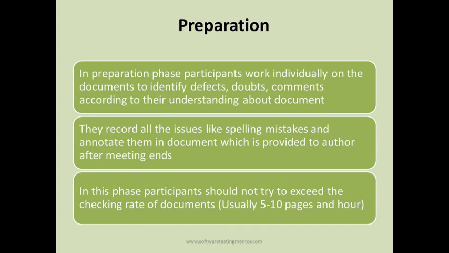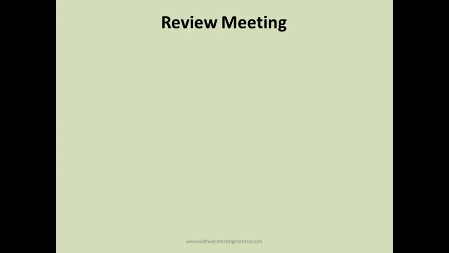So after preparation, the next phase is the actual review meeting. That's the fourth phase. A review meeting typically consists of 3 phases. So the first phase is the logging phase, the second phase is the discussion phase, and the third phase is the decision phase. Let's understand these different phases of the review meeting one by one.